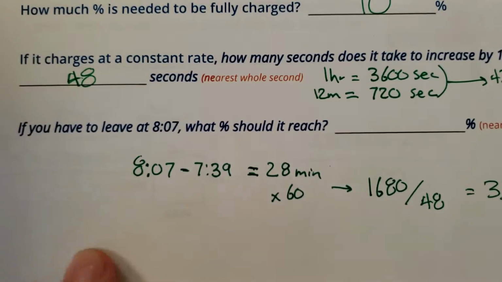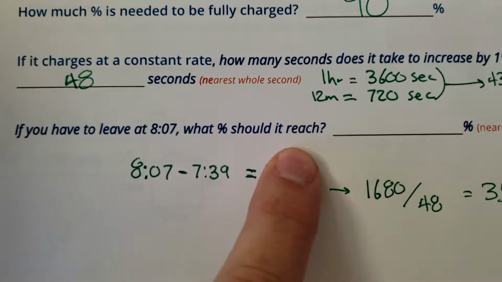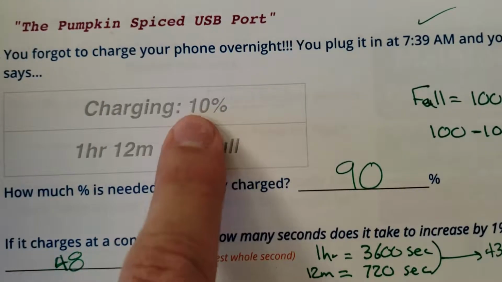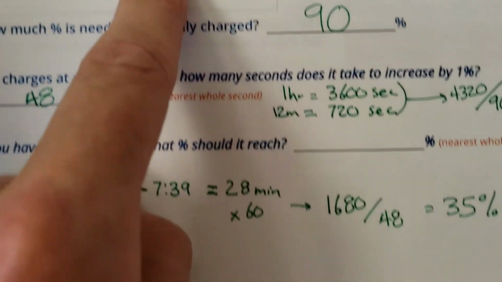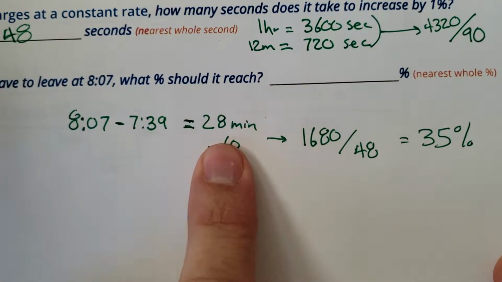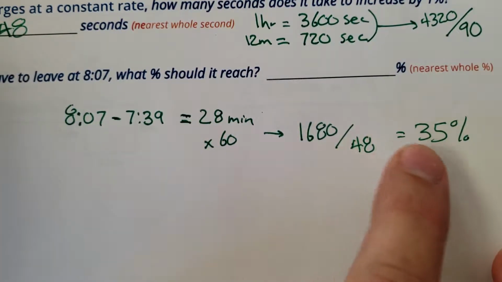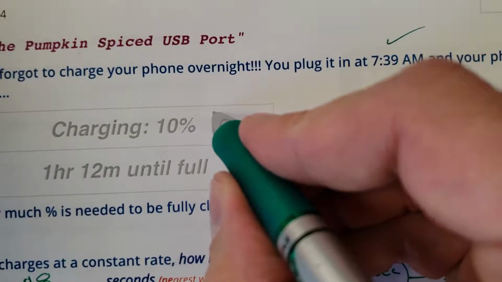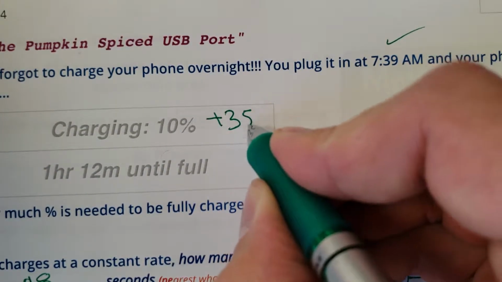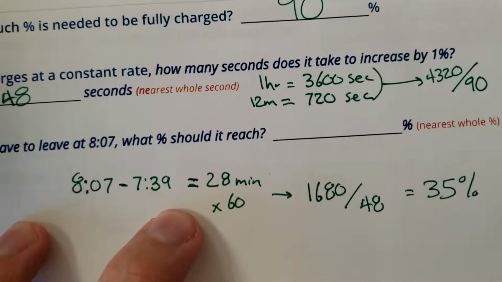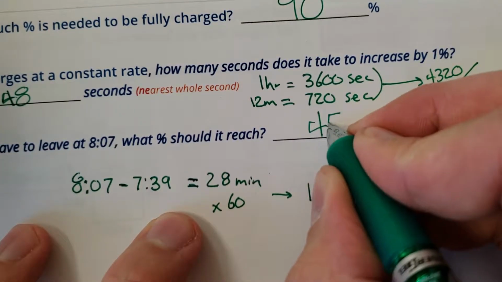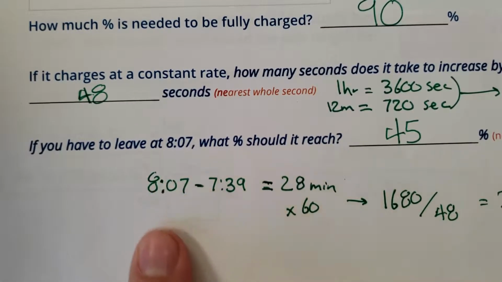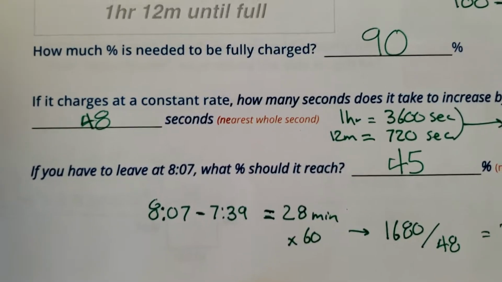Now, what percentage should you reach? Oh, here's where people are going to trip at the finish line. You're at 10%, and you just found out that during the next 28 minutes, you're going to gain 35%. So you add 35% to this guy. So you should be at 45% when you leave the house, or when you leave at 8:07. Oh, look at that bad boy. That was awesome.